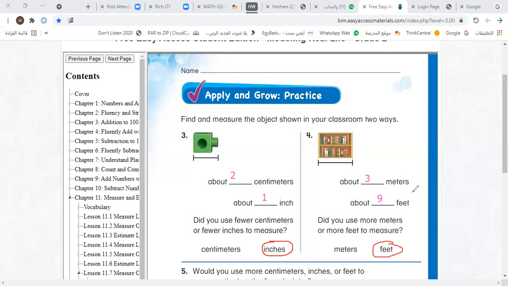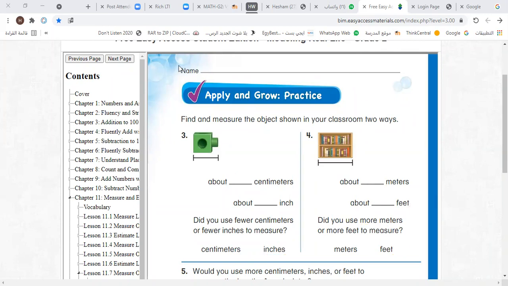It means it's more feet. Don't forget, grade 2, that feet is shorter than meter. I said to you more means the shorter one. Which one is shorter, meter or foot? Actually, foot is shorter than meter. So it's more feet. Now let's answer the next question, grade 2.